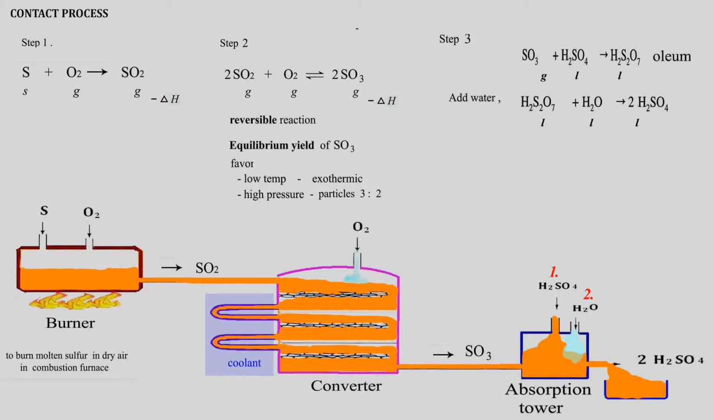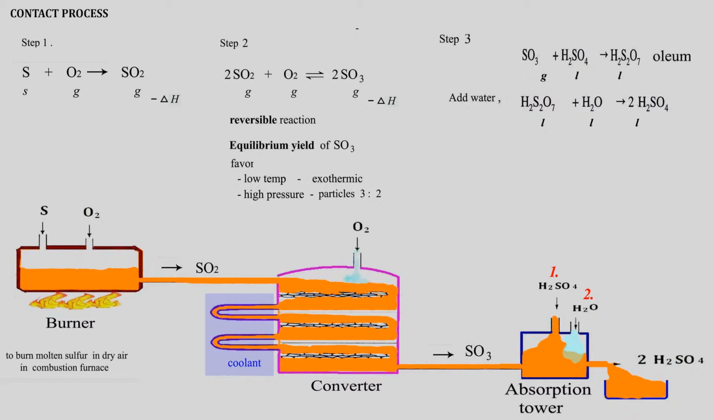In the equation, for this sulfur trioxide, you add sulfuric acid to form oleum. Then to this oleum, you add water to form 2 sulfuric acid. And why do we have this step? The reason: look at the state. This is sulfur trioxide gas. This is a thick, smoky sulfur trioxide gas.